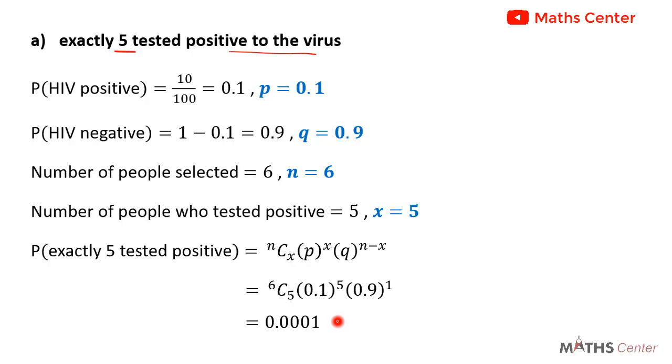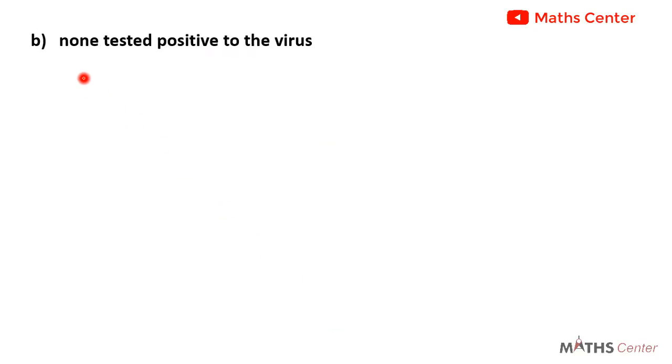Let's consider the B part of the question. It says that we should find the probability that none tested positive to the virus. Remember, 6 people were selected, and we want to find the probability that none of them tested positive to the virus. If none tested positive to the virus, then it means that the number of people who tested positive to the virus is 0.